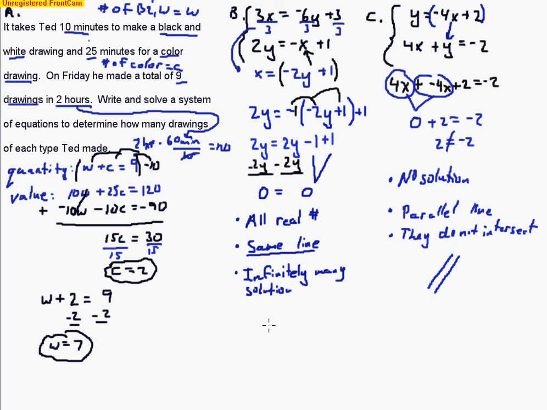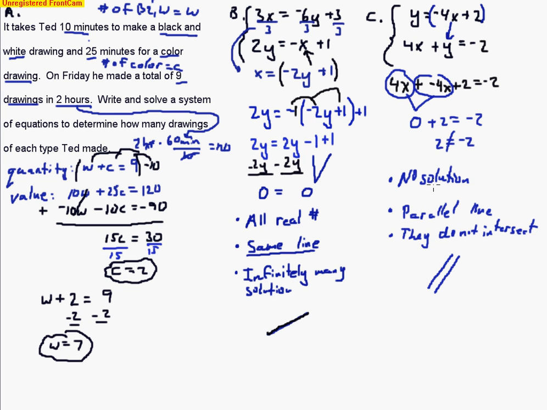Well, if we have the same line, if we draw one line right there, and we draw another line right on top of it, there's infinitely many solutions. See, all the points that make up both lines are exactly the same because they line up right on top of each other. So that's why we say there's infinitely many solutions when they're the same line.